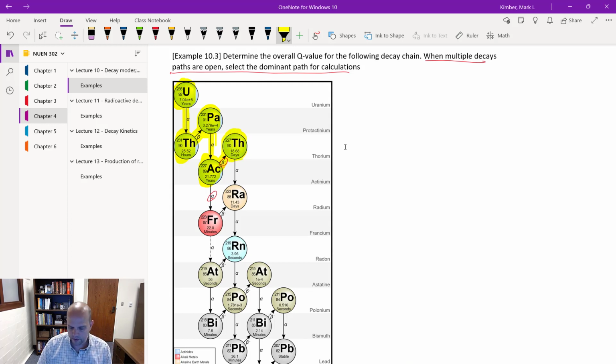I'm going to go to the thorium-227. And then that's going to alpha decay to radium-223, which is also going to alpha decay down to radon-219, which also alpha decays down to polonium-215. And then I've got an alpha decay down to lead-211, and then a beta minus decay. So let's go to polonium-215.